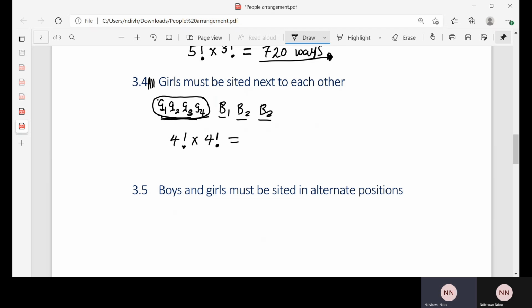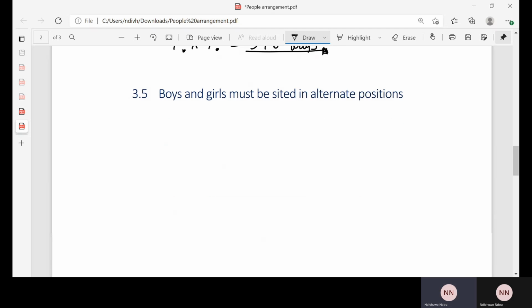So we just use a calculator, then determine the answer. So it will give us 576 ways to arrange these people if all girls were to be seated next to each other.